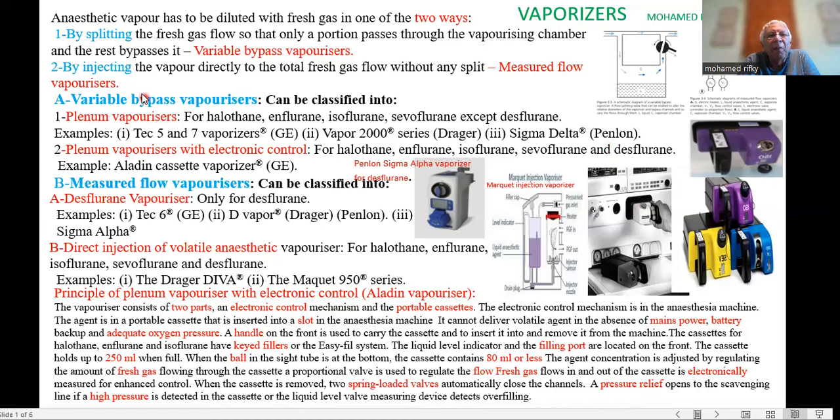First of all, the splitting. By splitting the fresh gas flow into two lines, as you can see, one is bypassing the vaporizer and the other one is entering the vaporizer forcefully, causing the process of vaporization controlled by the knob, as you can see. We call this the variable bypass vaporizer.